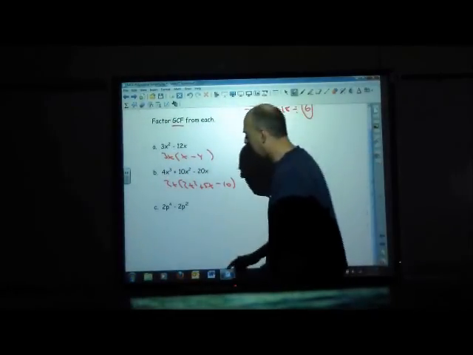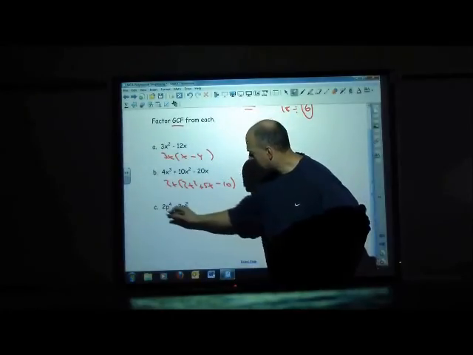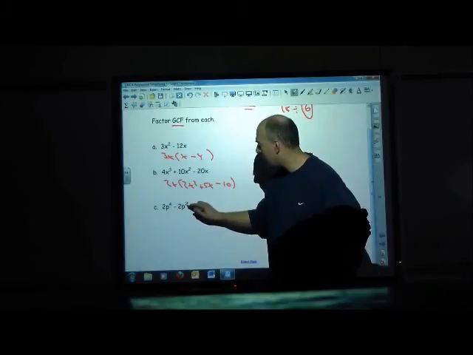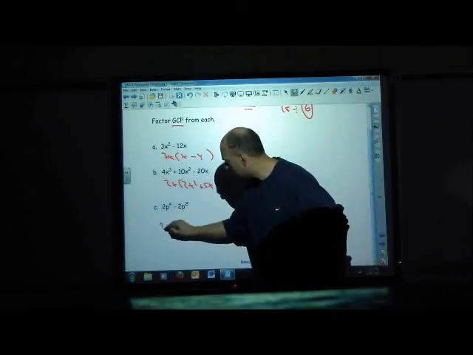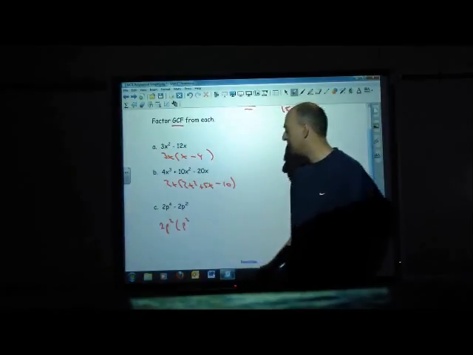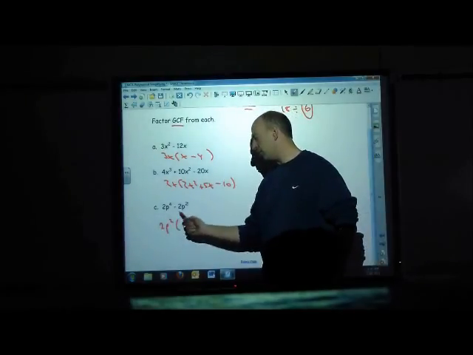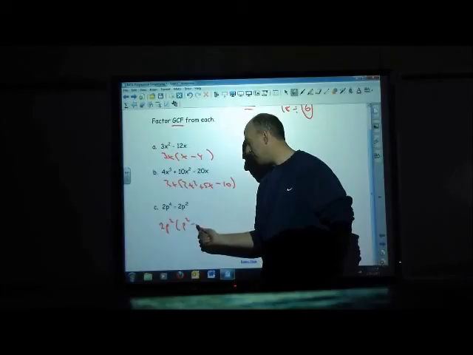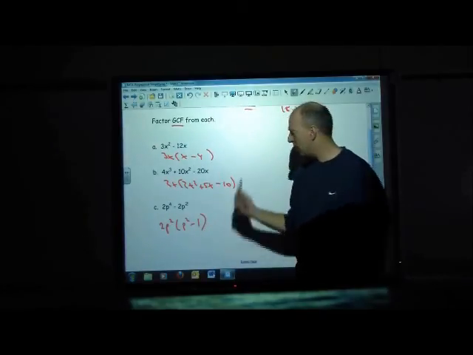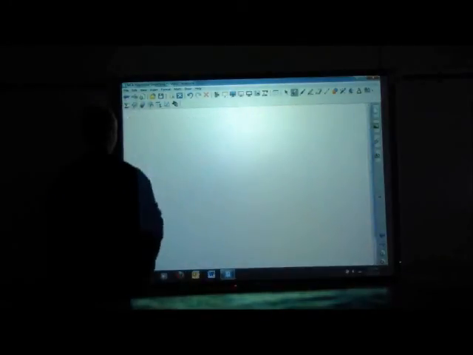Okay, last little guy. Looks like a 2 is common, and they both have p's. This one has 4, this one has 2. I can take out 2 of those p's. And that'll give me p squared. Now here's what's interesting. When you divide the whole thing from the term, you have to remember that it's still going to be multiplied by 1 to get that back. Okay? So, taking a GCF out.